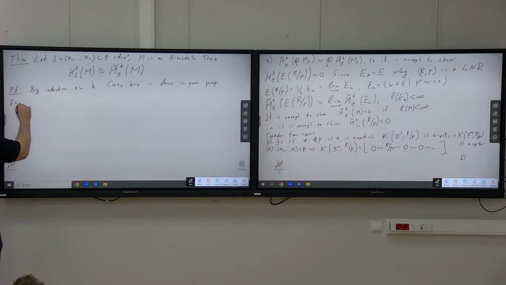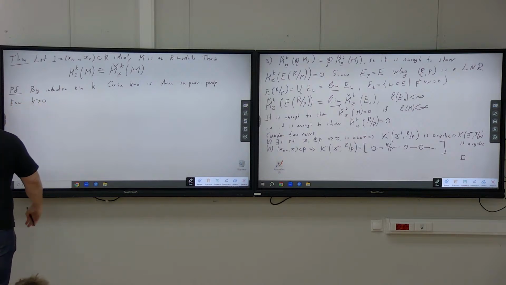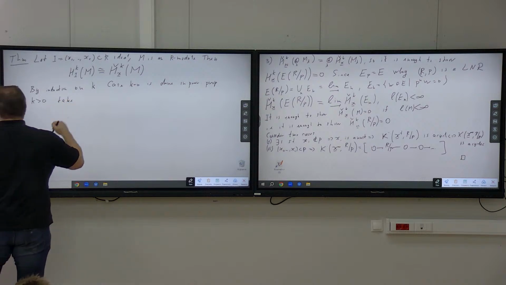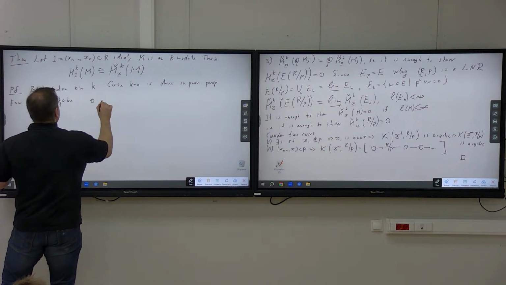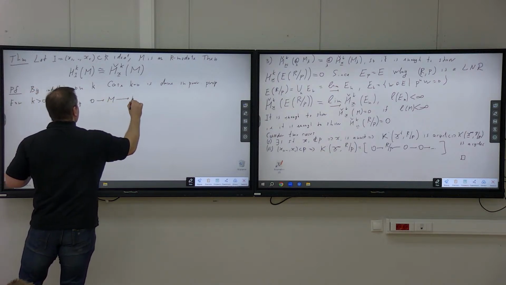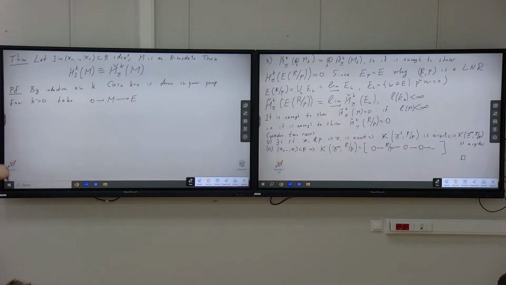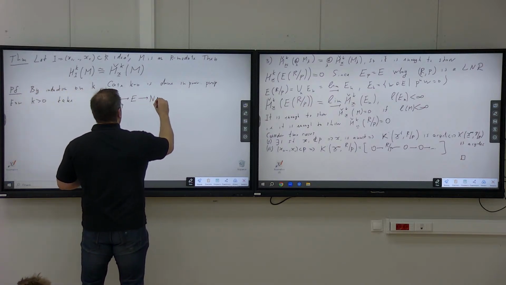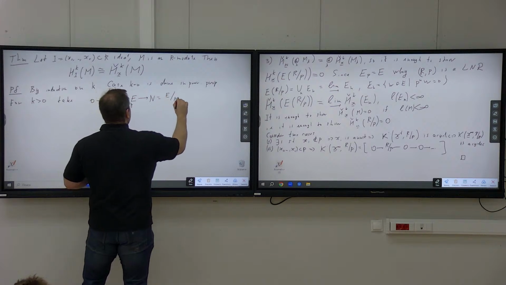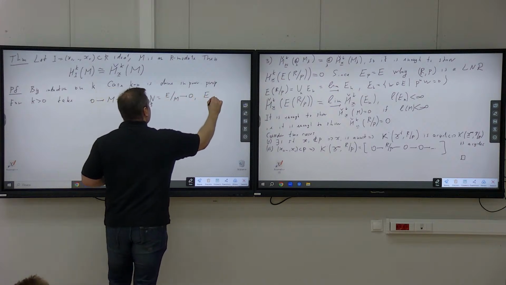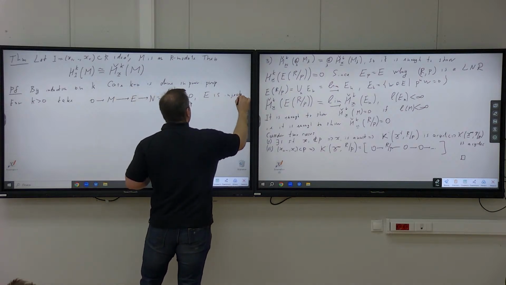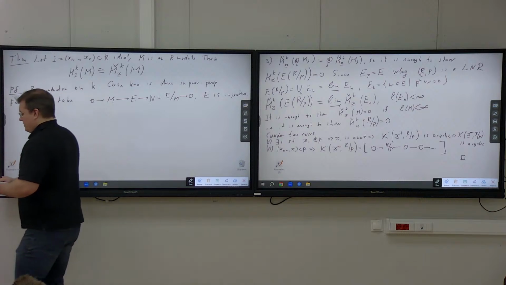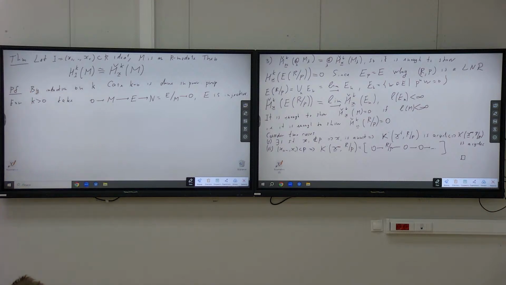For k positive, we take a short exact sequence, say with M. Now embed this M into an injective module. We can always do this. For example, we can take the injective hull of M, and then take some quotient N. So by definition, M embeds in E, and E is injective. Maybe in the minimal way, maybe not the minimal way, not important for the argument.